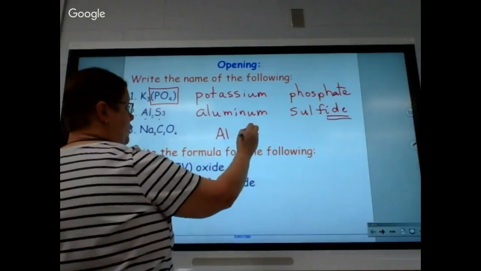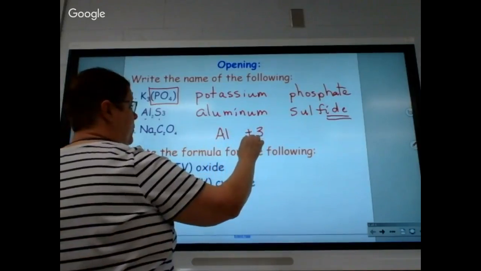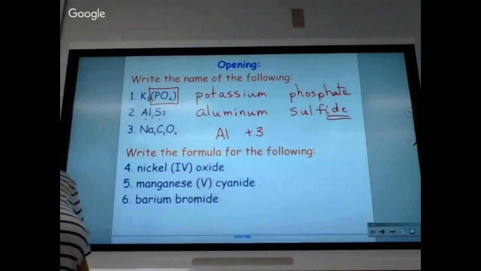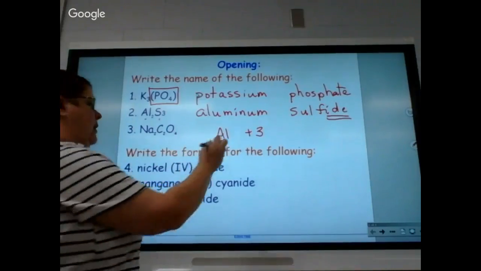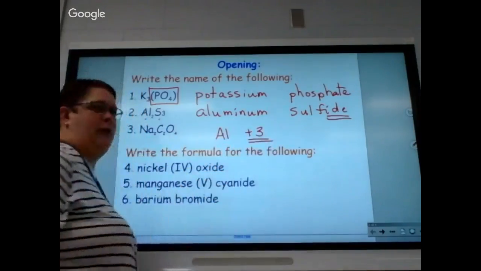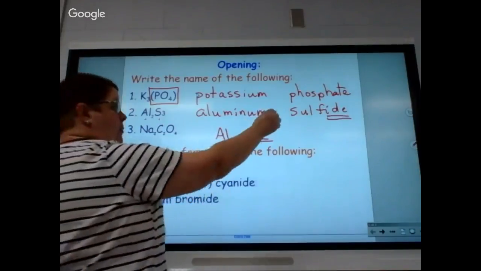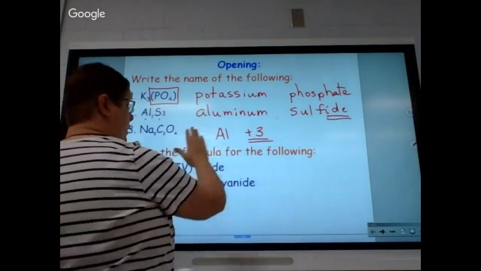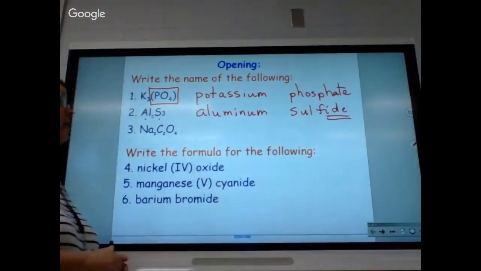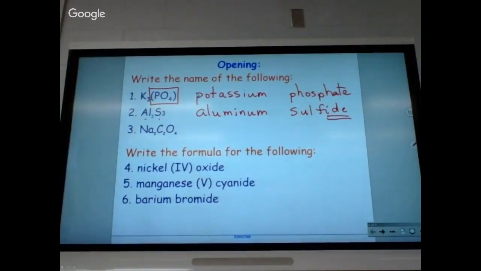Now, how many numbers does aluminum have written down on that chart? Aluminum has +3. A lot of times people look at that and go, oh, it's a 3, Miss Wall, I need a Roman number. How many numbers is +3? It is a 3, but it's only one number. So do I need Roman numbers here? No, because it's only one number.